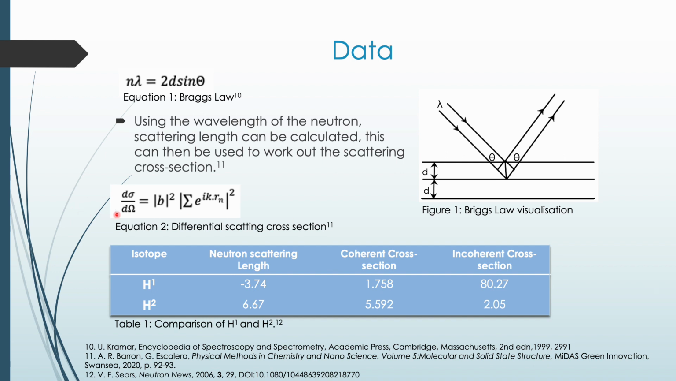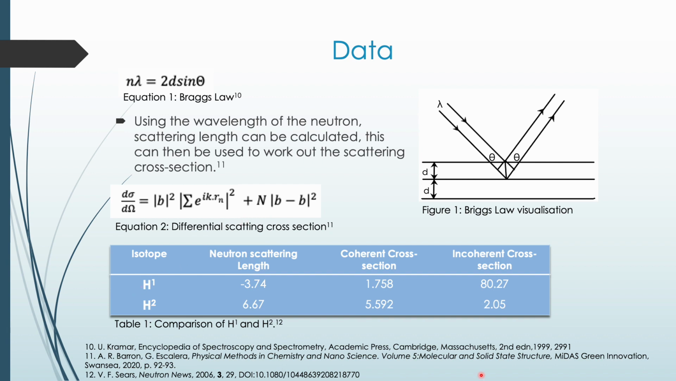This is the equation of the coherent cross-section, and this is the incoherent. The overall equation is for the differential scattering cross-section, where the absolute value of b is squared and times by the absolute value of the sum of e to the power of ik·Rn squared, where b is the mean scattering length, k is the scattering vector, and Rn is the position vector of the analysed atom. N times the absolute value of b squared minus the absolute value of b, squared, is then added, where N is the total number of atoms in the structure.